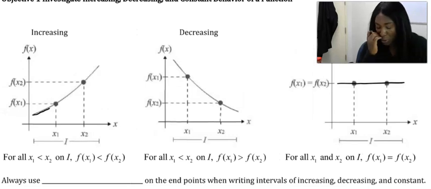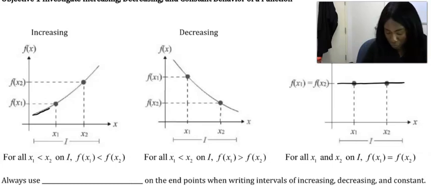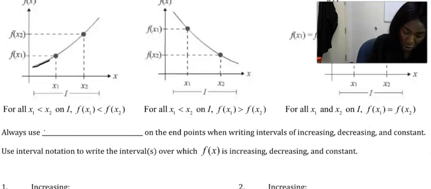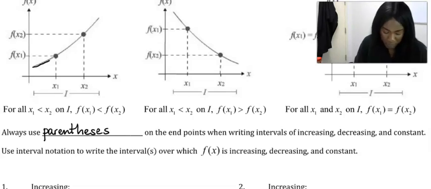Now, when we answer our questions for where a function is increasing, decreasing, or constant, we're going to be giving intervals as our answer, a range of x values as our answer. When we write that interval, we need to make sure that we are always using parentheses. We will never use brackets when we answer an interval for increasing, decreasing, or constant. We will always use parentheses for those.